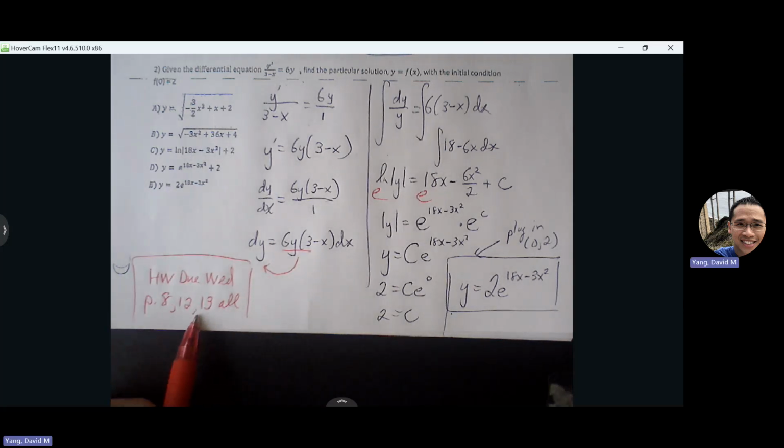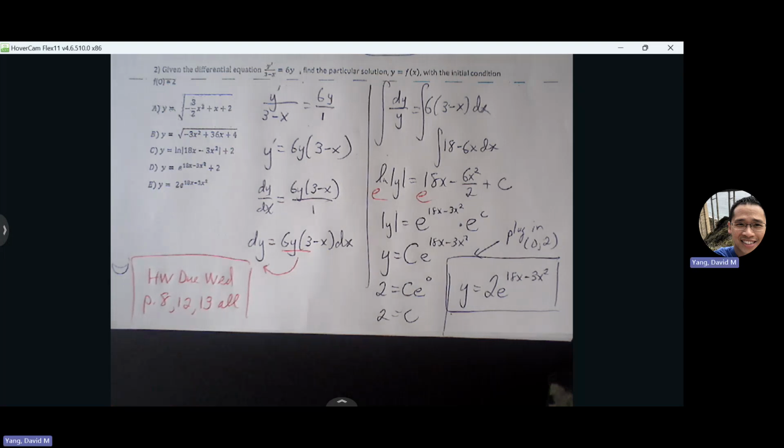Page 8, 12, and 13 all. So this will be due Wednesday. Just have some more practice with slope fields and then have some more practice with differential equations. And I'll give you a quick worksheet on Wednesday. We'll work on that Wednesday, Thursday, Friday for this.